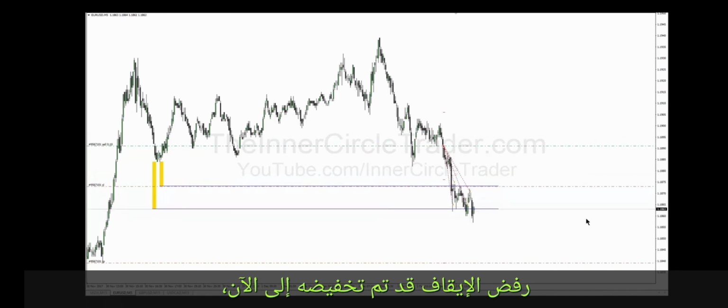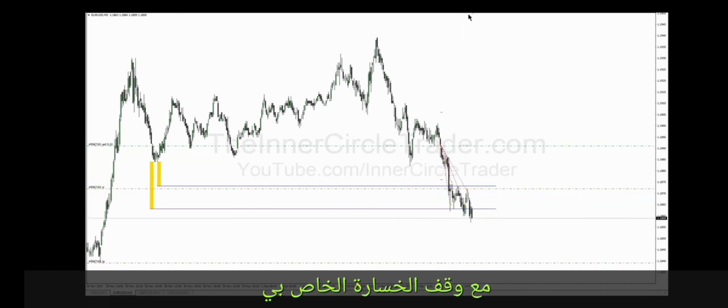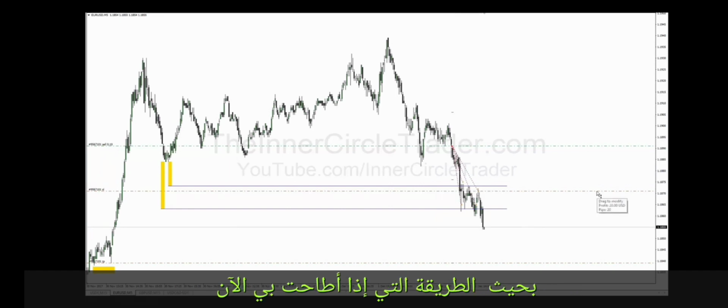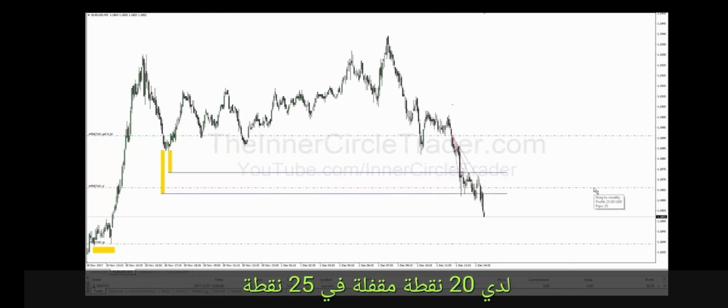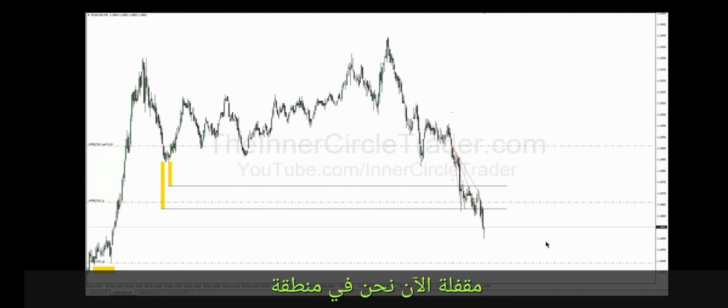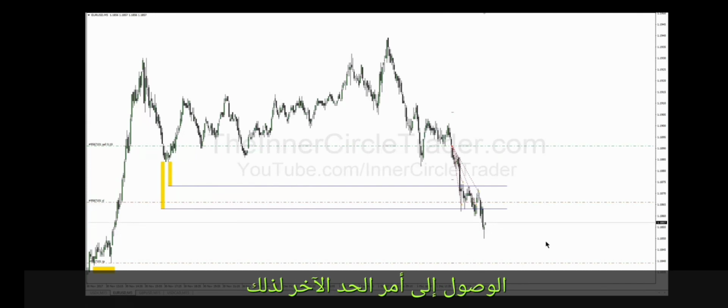Stop has been lowered to now I'm going to be trying to lock in 20 pips with my stop loss. As it breaks down, I will lower my stop, so that way if it does knock me out, now I have 20 pips locked in. 25 pips is locked in. Now we're in an area where it could start to reverse. It could fail to get down to that other limit order.